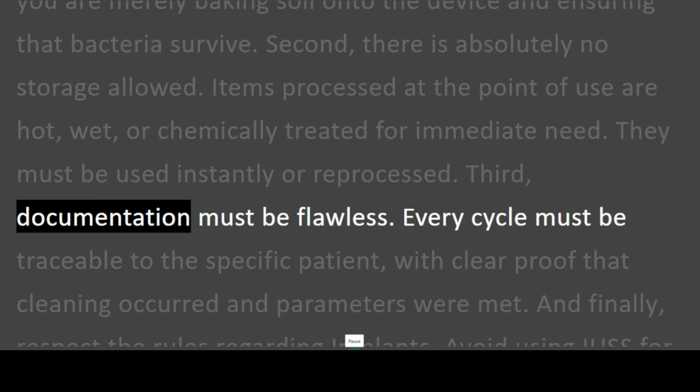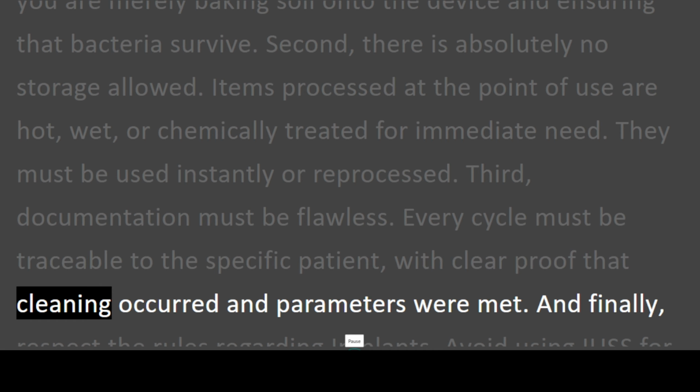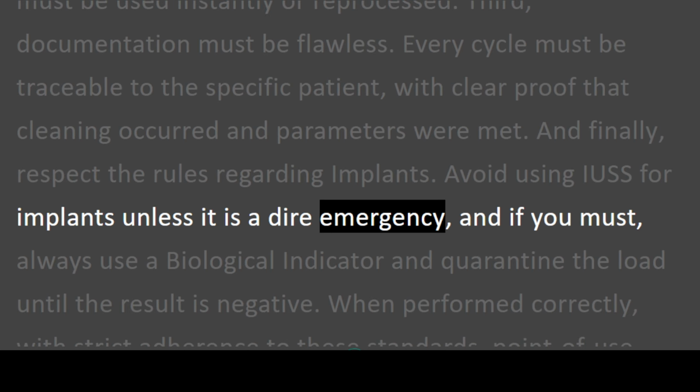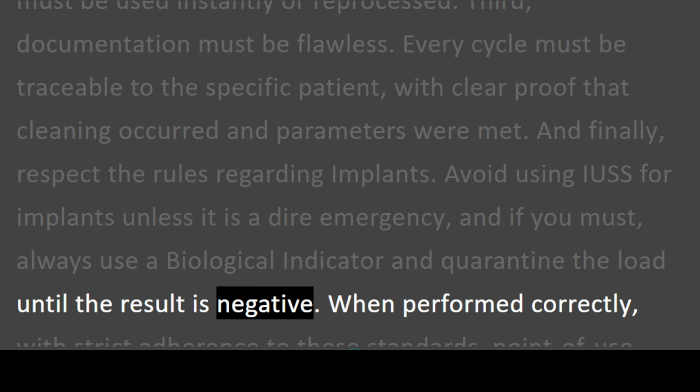Third, documentation must be flawless. Every cycle must be traceable to the specific patient, with clear proof that cleaning occurred and parameters were met. And finally, respect the rules regarding implants. Avoid using IUSS for implants unless it is a dire emergency, and if you must, always use a biological indicator and quarantine the load until the result is negative.